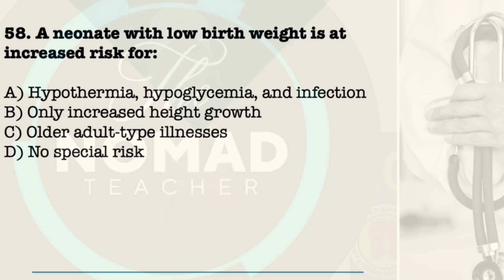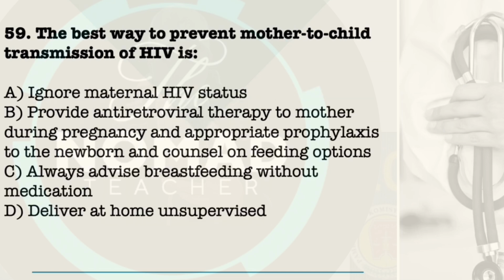58. A neonate with low birth weight is at increased risk for: A. Hypothermia, hypoglycemia, and infection. B. Only increased height growth. C. Older adult type illnesses. D. No special risk.